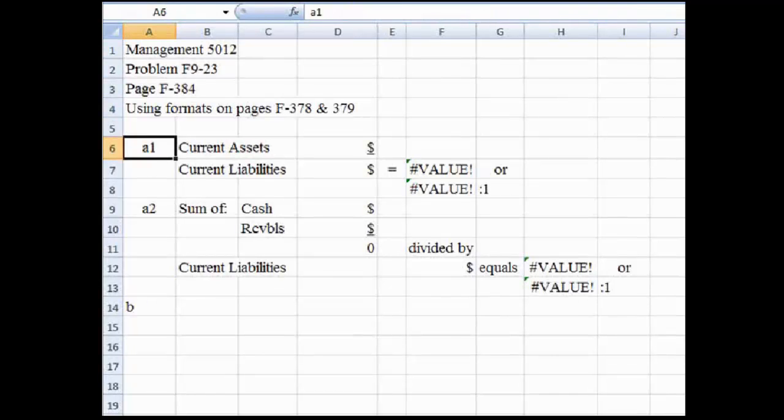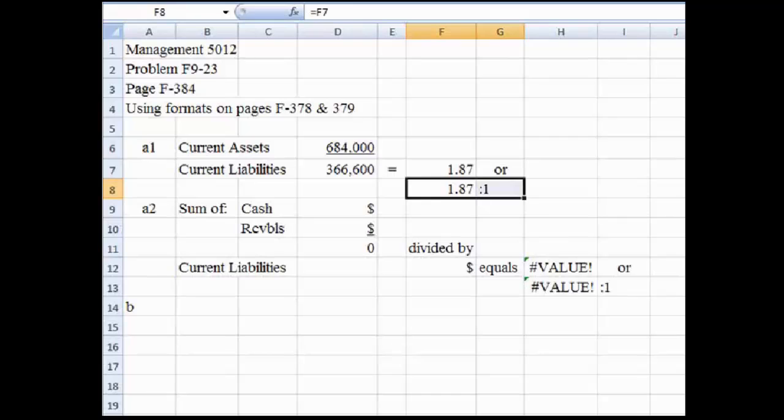Looking back at the balance sheet from the prior problem, we see that the current assets are $684,000. Looking again at the bottom of the same balance sheet, we see that the current liabilities are $366,600. By putting those two numbers into the format on the screen, we see that the answer to this problem is 1.87 or 1.87 to 1.